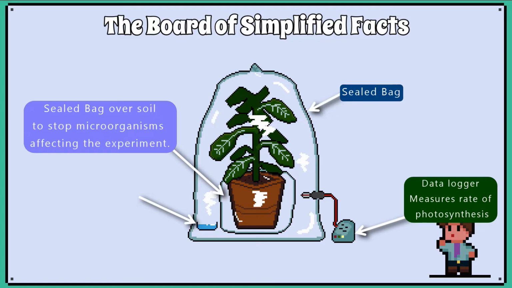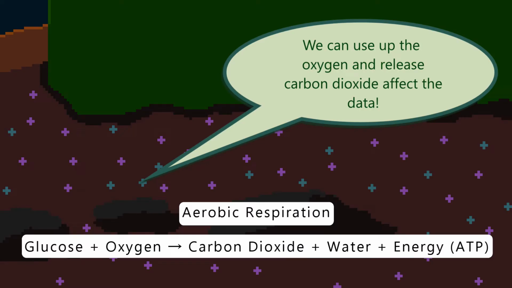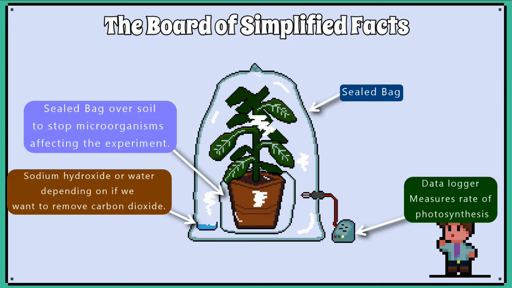Please notice that a second bag is sealing off the soil. This is to avoid microorganisms like bacteria or fungi respiring and affecting the oxygen and carbon dioxide levels, which may affect our data. We also have the option of placing sodium hydroxide solution with the plant if we wish to remove carbon dioxide from the atmosphere.